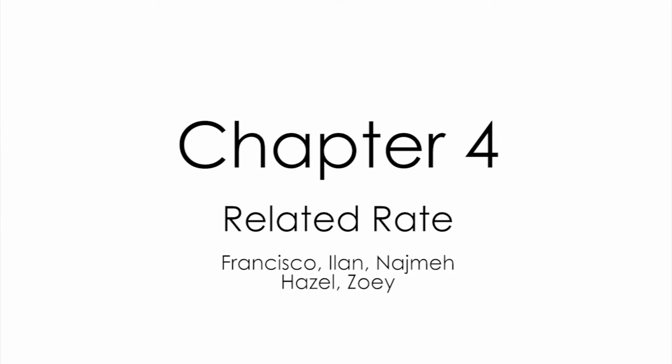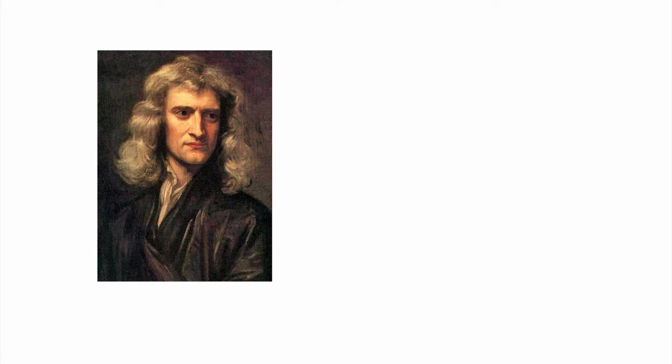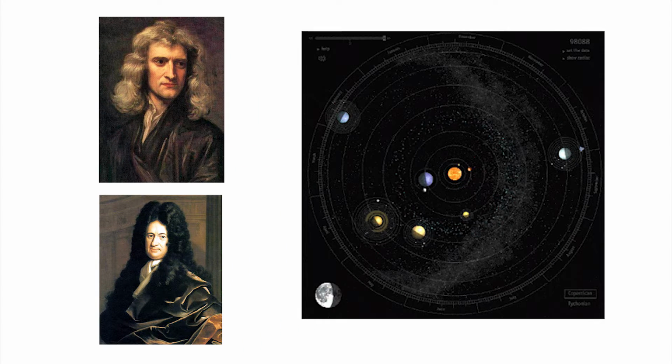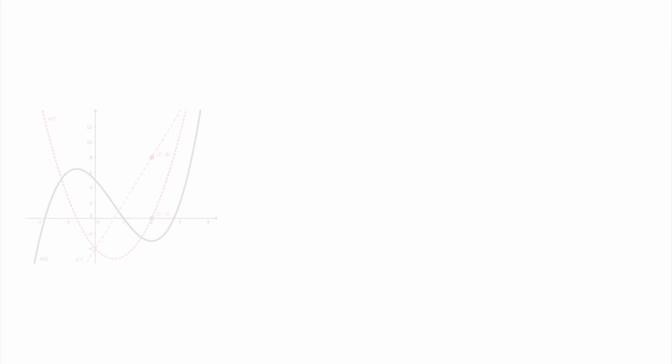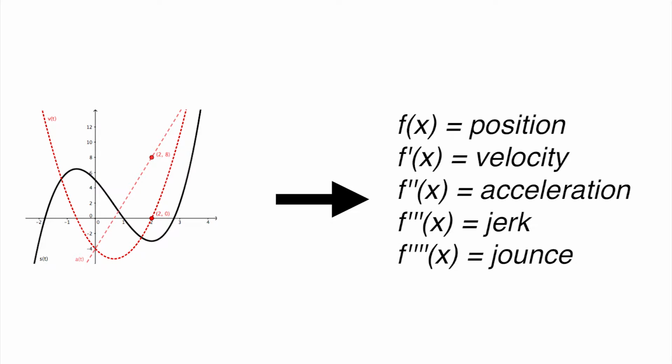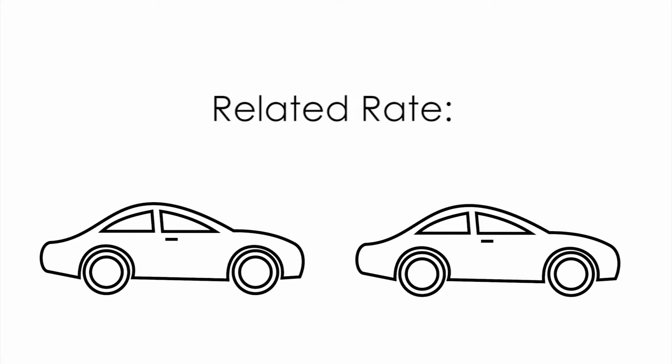As we know, calculus was first invented by Newton and Leibniz to explain the motion of planets and other mathematics involved in nature. And for the most part, what we have been learning can be applied to nature. Therefore, the question now is, how do we apply it? Well, in chapter 4, we learn about the concept of related rate.